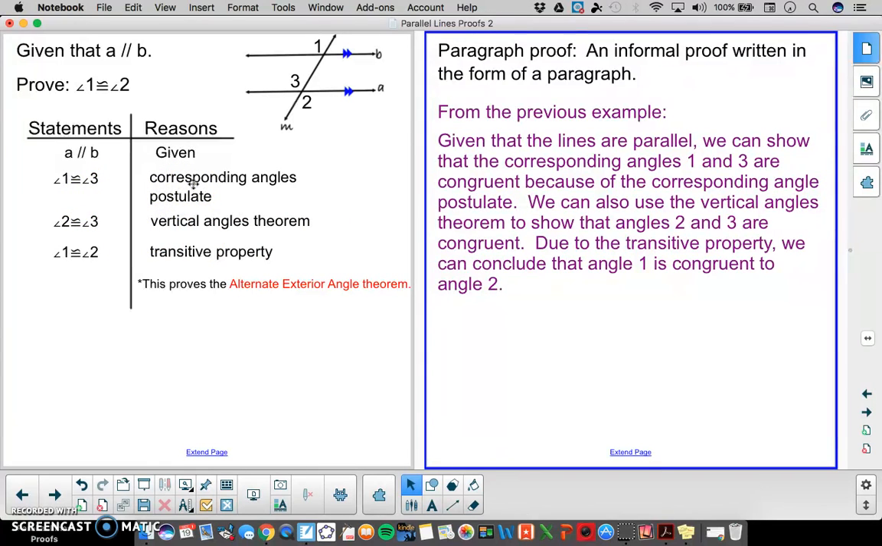We can also use the vertical angles theorem to show that angles 2 and 3 are congruent, which is what we had in step 3. Due to the transitive property, we can conclude that angle 1 is congruent to angle 2, which is what we have in step 4 to reach our final conclusion.